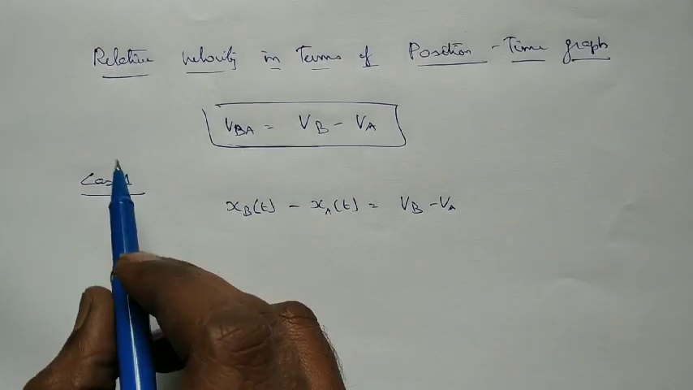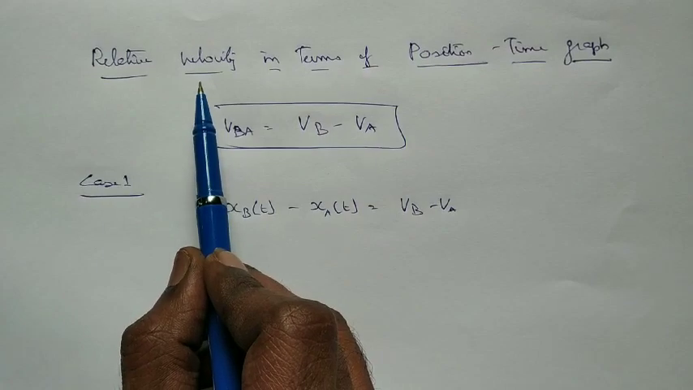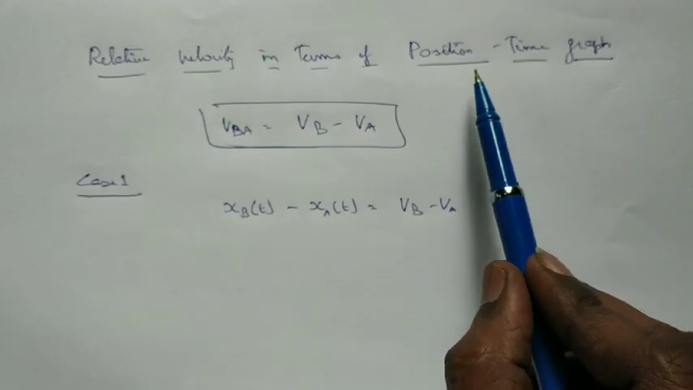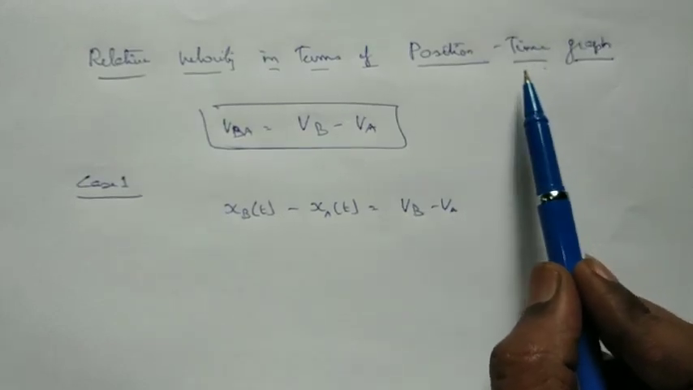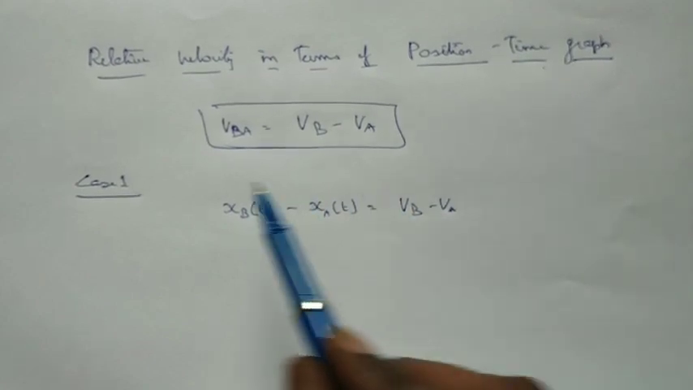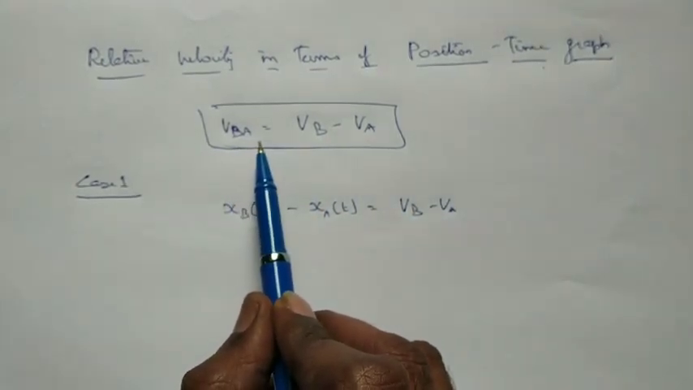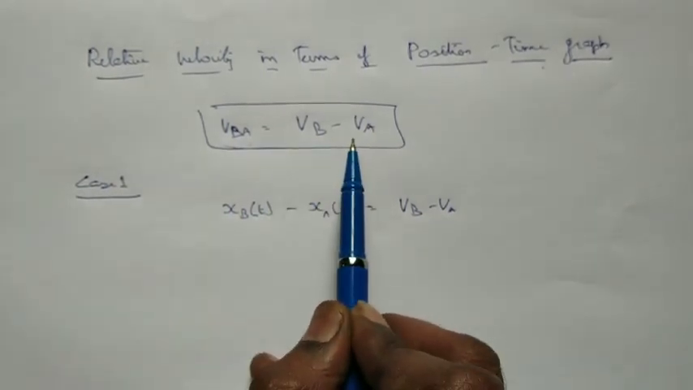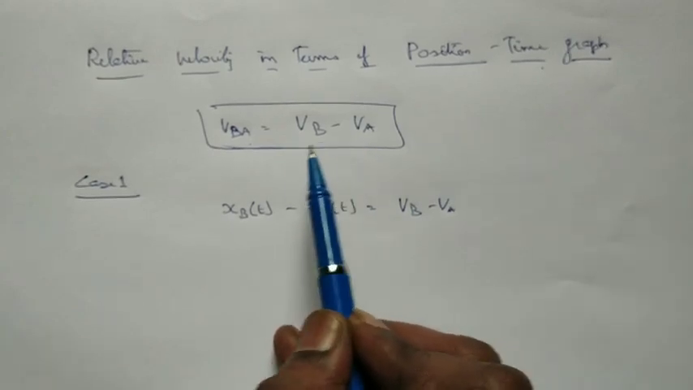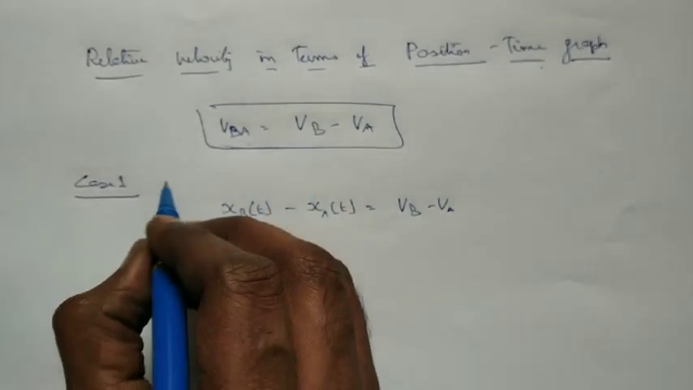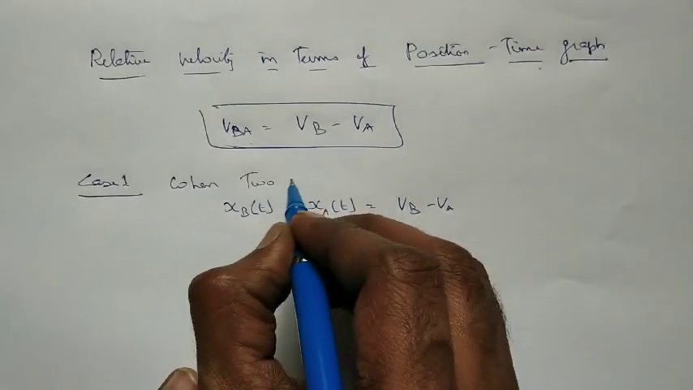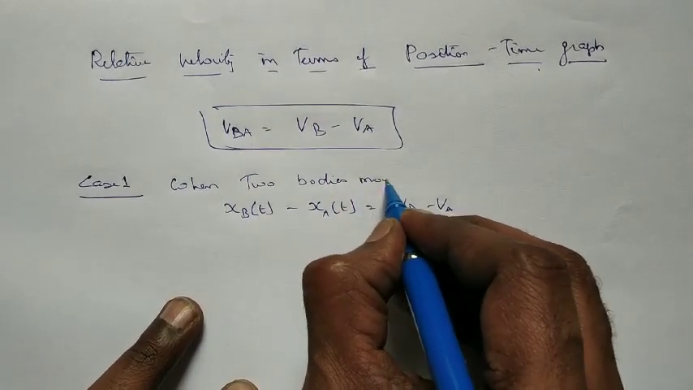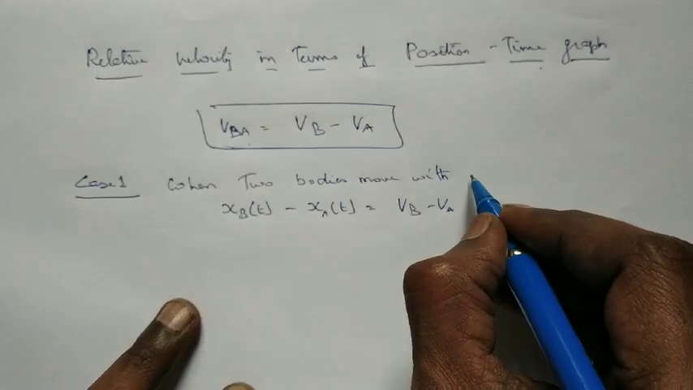So we are going to continue seeing the relative velocity. Now we are going to see the representation in terms of a position time graph. We are going to draw a graph of position and time, and we are going to see how the relative velocity works for two bodies. So we know this formula already. We saw this expression VBA, the relative velocity of B with respect to A, is equal to VB minus VA. We will subtract both the velocities. That will give the relative velocity of one with respect to another. So the first case, we are going to see when two bodies move with the same velocity.